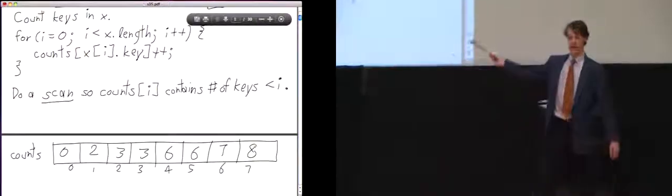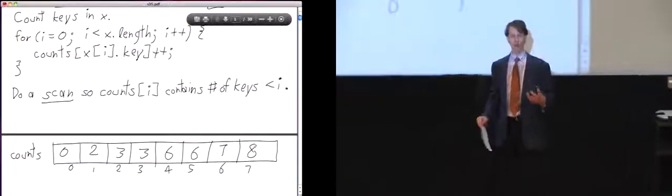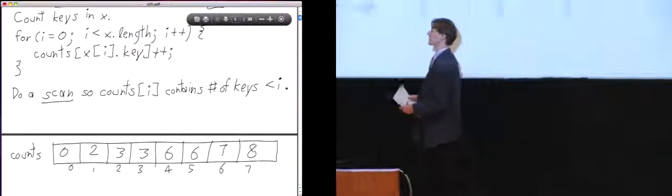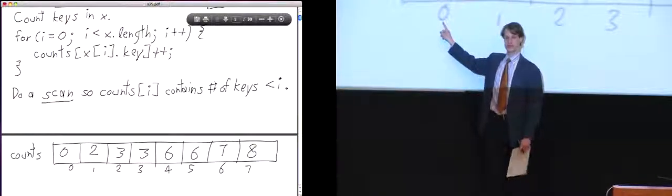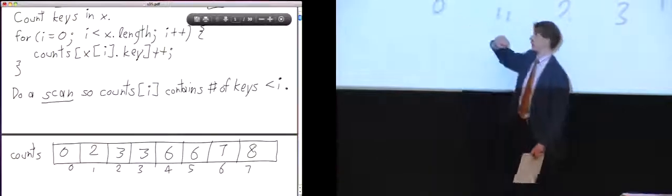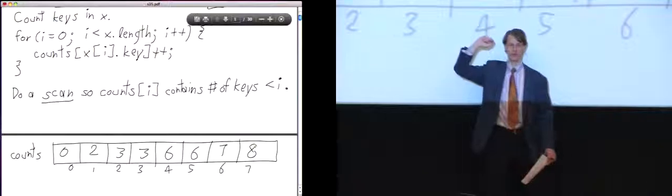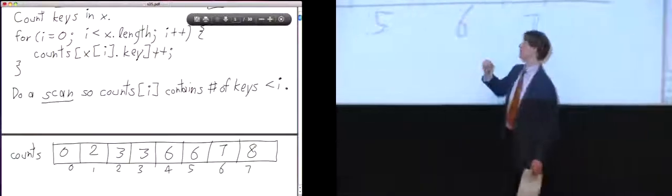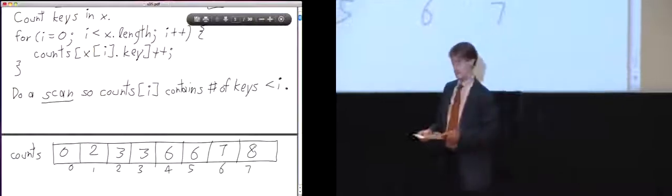So again, the purpose of this array is to tell us where in the output array we want to put keys. So this tells us that we want to put the keys that are 0 starting at position 0 in the output array. And we'll put the keys 3 starting at position 3 in the output array. And we'll put the key 6 starting at position 7 in the output array.